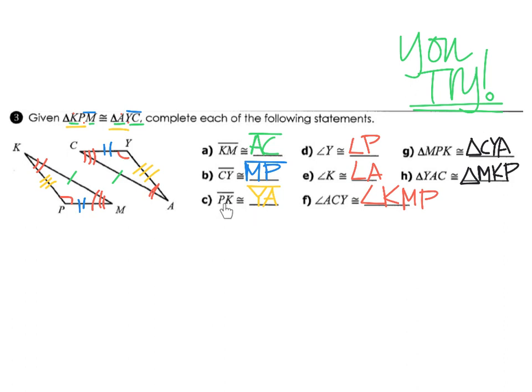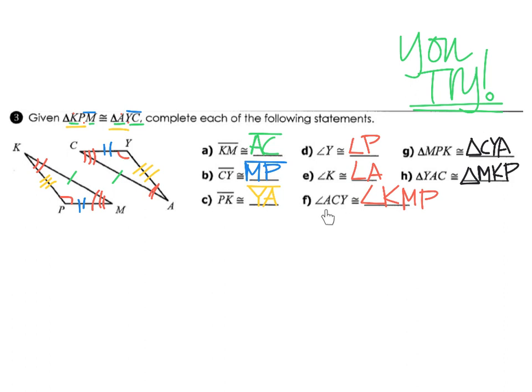Then PK. PK is second, first, so YA is second, first. So PK is congruent to YA, and then we mark it on our diagram. Now, which one is angle Y congruent to? So angle Y is the second letter, P is the second letter, so angle Y is congruent to angle P. Mark that on our diagram, Y and P with a single little line. Then K. K is the first letter, so A is the first letter, so K is congruent to A. Mark both of those with two little lines to show that those two angles are congruent.